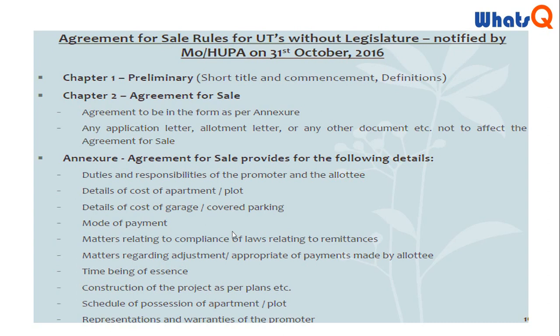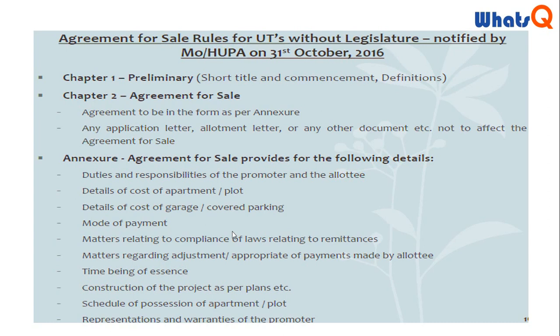So first let's look at this. This is the chapter Preliminary. It is applicable for the entire India except Jammu and Kashmir. This agreement for sale is to be formed as per the annexure. So if any agreement for sale needs to be entered into under RERA, the proforma should be as per the annexure, and the details that need to be mentioned should be in the annexure.